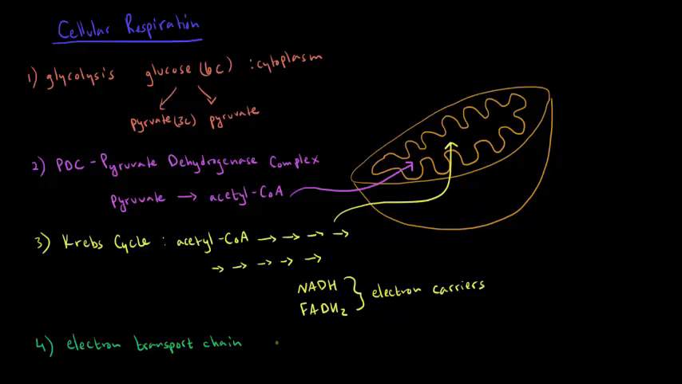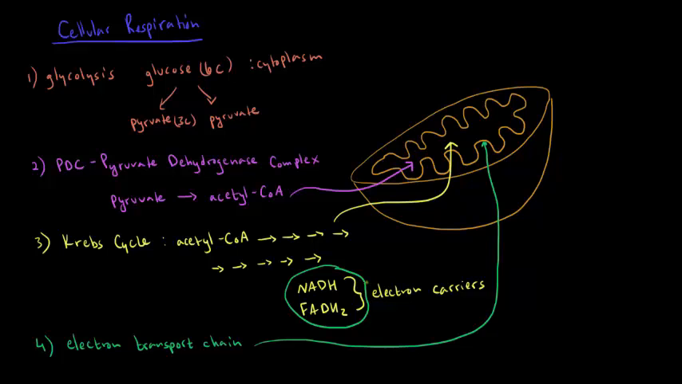The electron transport chain happens on the inner mitochondrial membrane, so on the membrane itself. And this is the part where we're actually going to make ATP with the help of these electron carriers that we made during the Krebs cycle. So let's take a closer look at the inner mitochondrial membrane and see what happens during the electron transport chain.